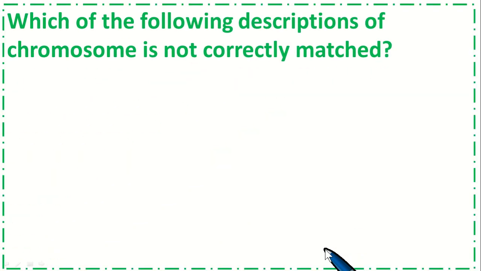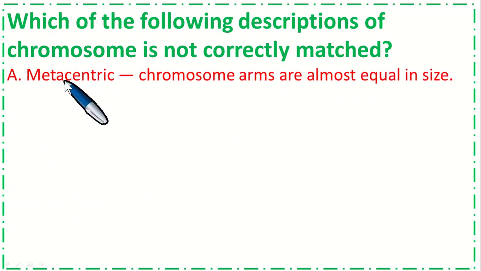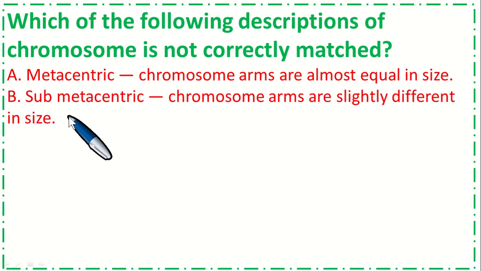So this is a very important MCQ. Which of the following descriptions of chromosomes is not correctly matched? Option A, metacentric chromosome arms are almost equal in size. B, submetacentric chromosome arms are slightly different in size.